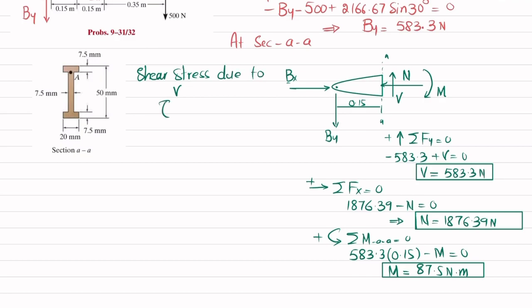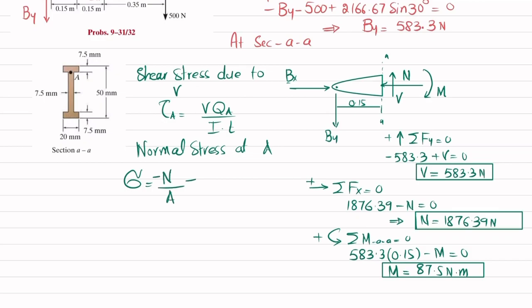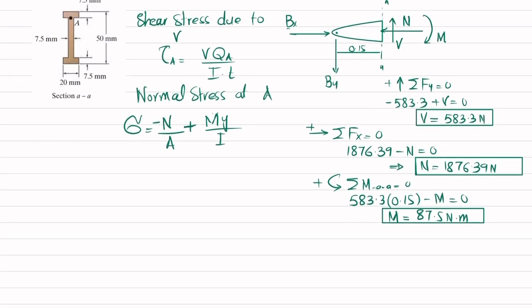That shear stress at point A will be equal to V into QA divided by I into T, and the normal stress at A is due to the compressive stress which is N by A, and that is negative because it is compressive, plus the stress due to moment which is My divided by I. The positive sign is because due to this moment the beam will bend like this, clear. So this point A lies upward, so it will be positive. Okay, so we'll find this shear stress and normal stress.